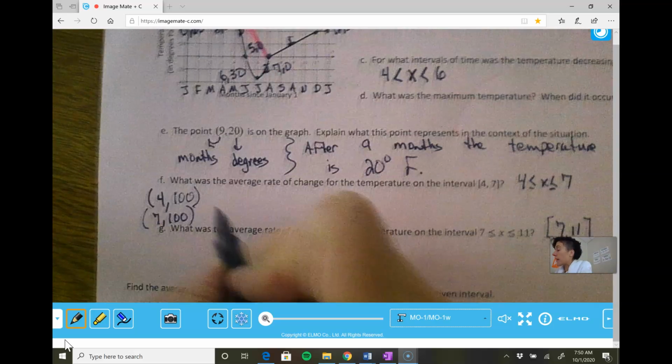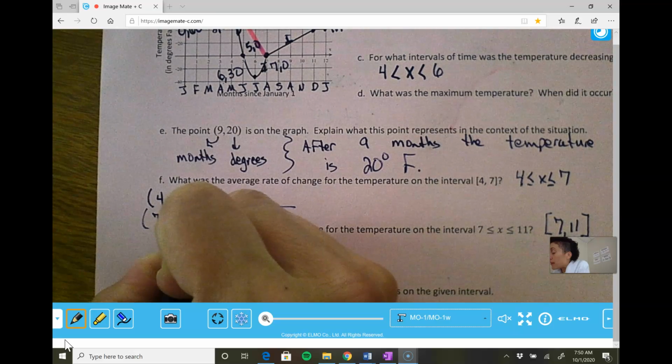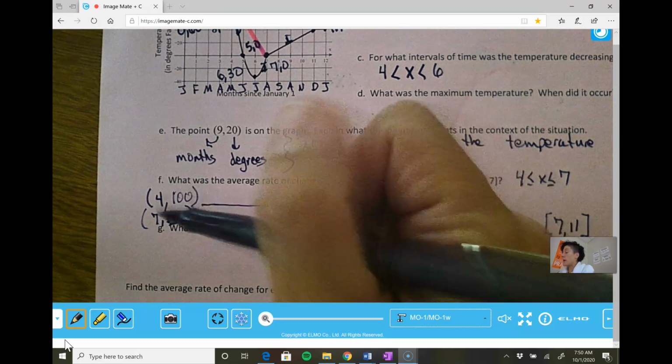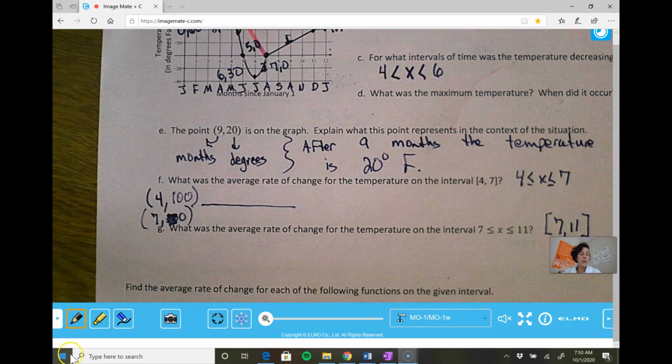Okay? So again, it's the y's on top. Oh, and I already messed up. That should be a 0. So I'm going to cross those out. So when I take my y's, I want to do 100 take away 0 or a 0 take away 100.